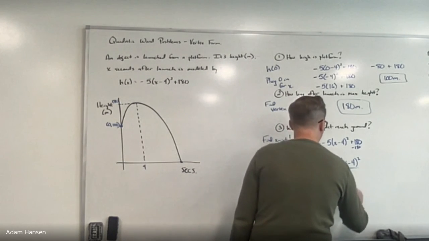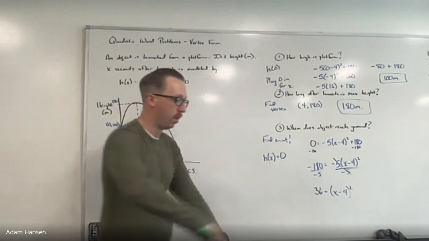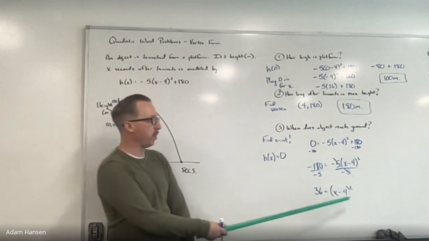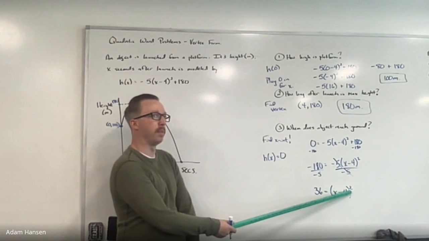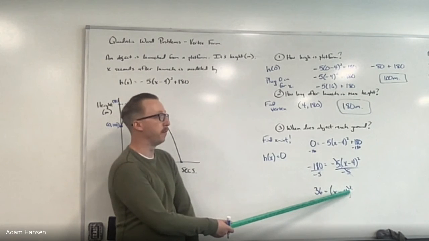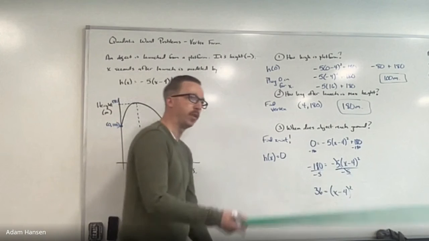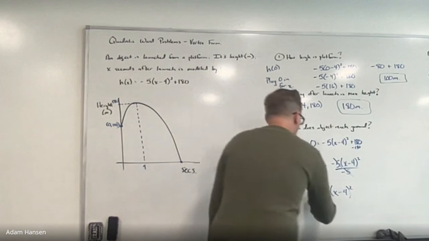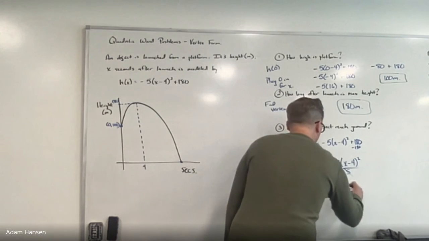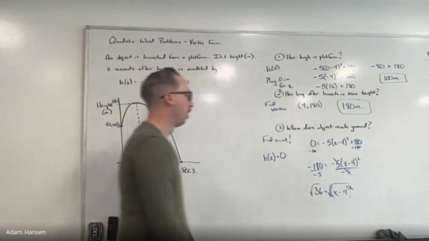Just x minus 4 quantity squared on the right. We've solved stuff like this before this week. What's the opposite of squaring something? What can I do to get rid of the second power from both sides? Square roots. I square root the left and the right. When I square a square root, it cancels out.